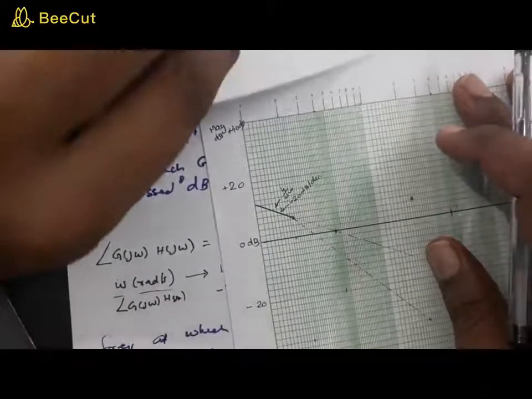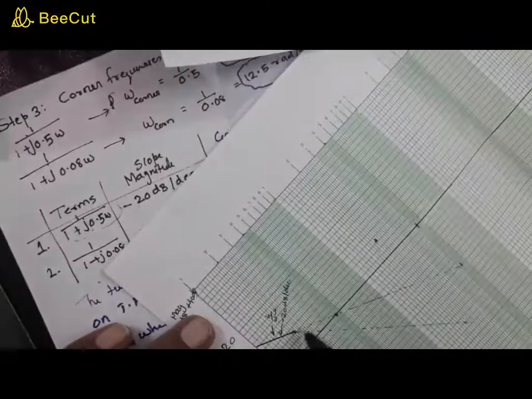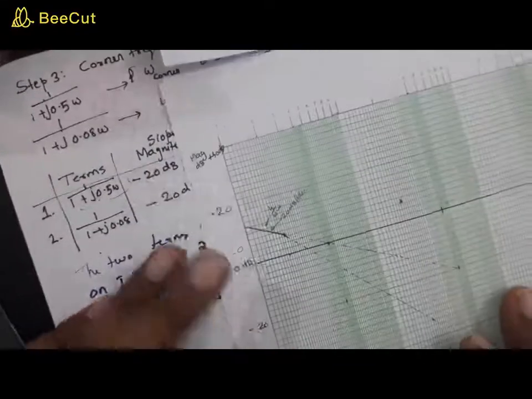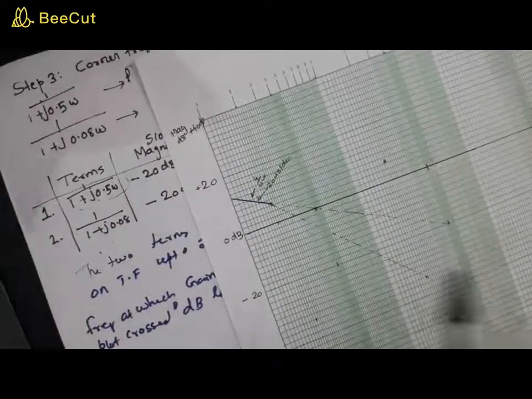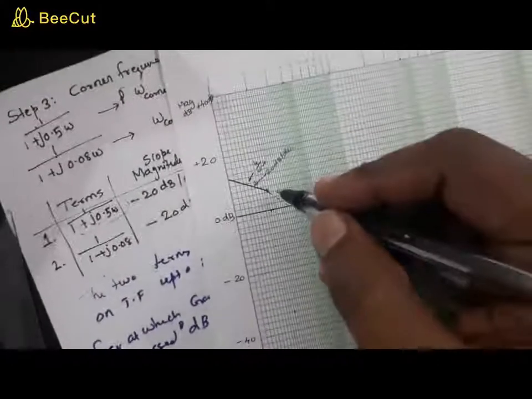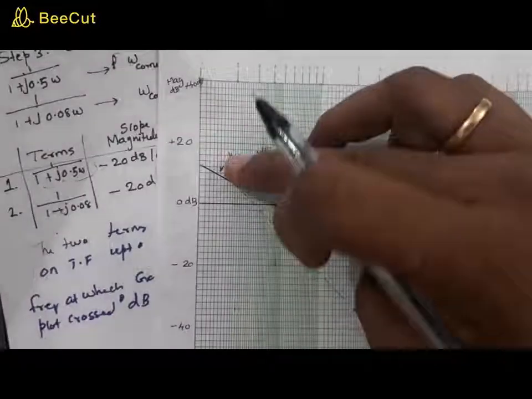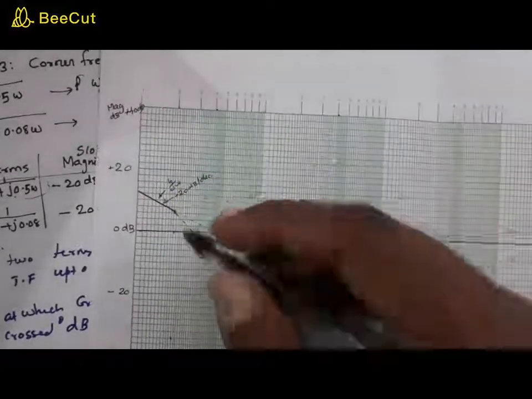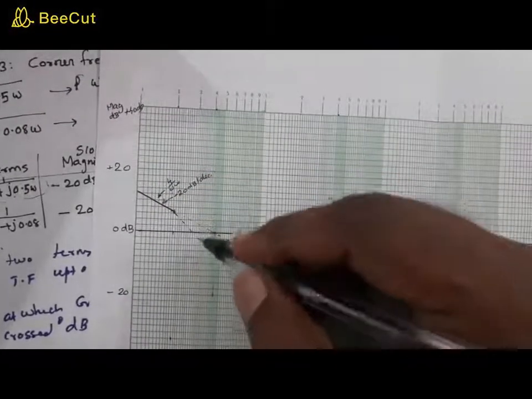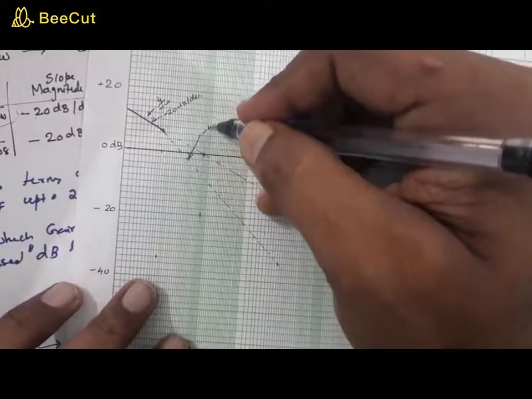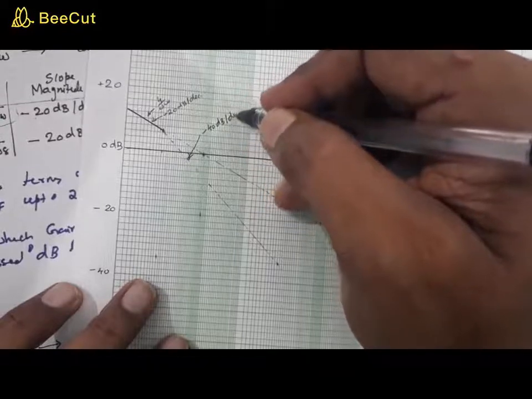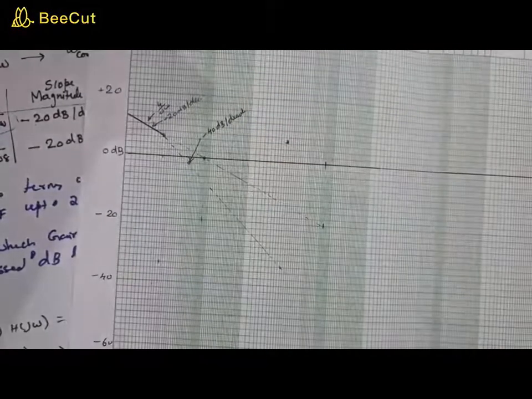If there would not have been a term like this, if there was only a term K 4 by j omega, then this plot would have gone in this way. But because of the impact of 1 by 1 plus 0.5 j omega, because it introduced another minus 20 dB. So look at the change in the slope. This was already like this. Because of that, it has changed to this. So what must be the fall? This fall will be minus 40 dB per decade, right? This must be minus 40 dB per decade.